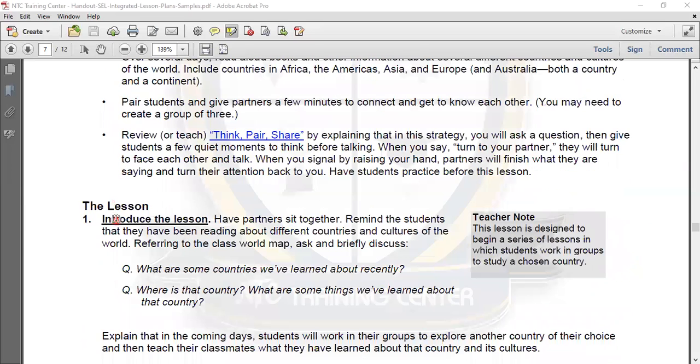Lesson number 1, introduce the lesson. Have partners sit together. Remind the students that they have been reading about different countries and cultures of the world, referring to the class world map, and briefly discuss: What are some countries we've learned about recently? What is that country? What are some things we've learned about that country? Teacher's note: this lesson is designed to begin a series of lessons in which students work in groups to study a chosen country.